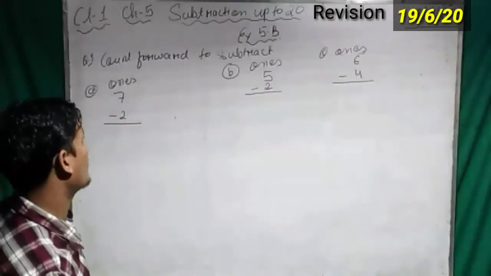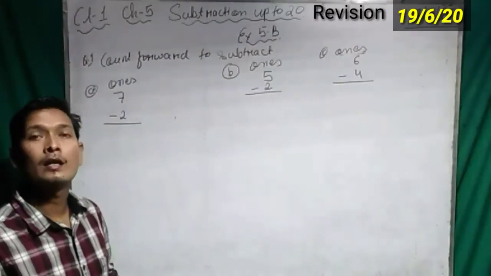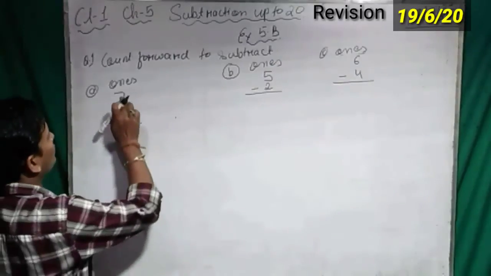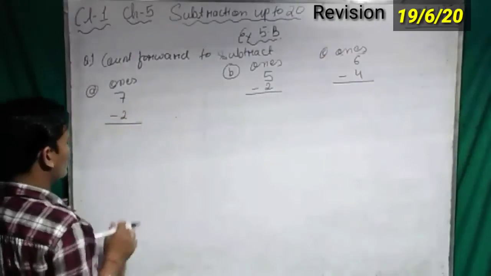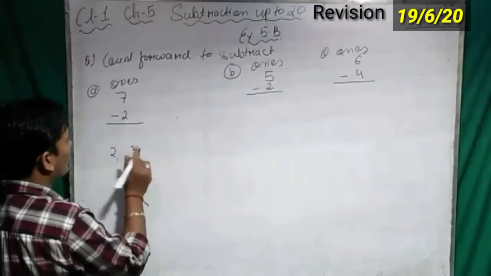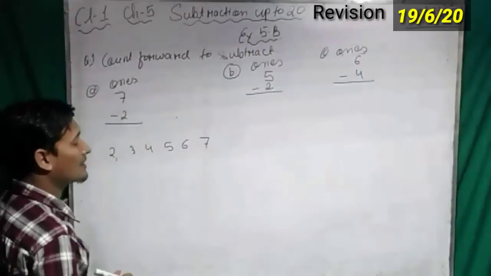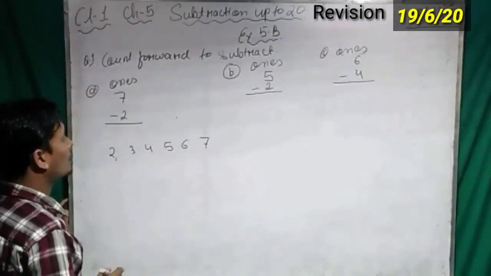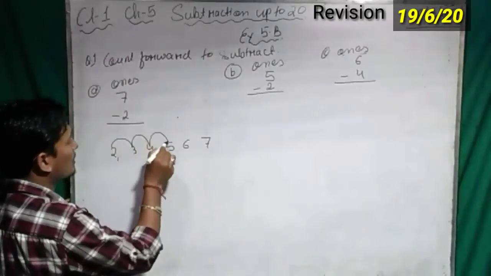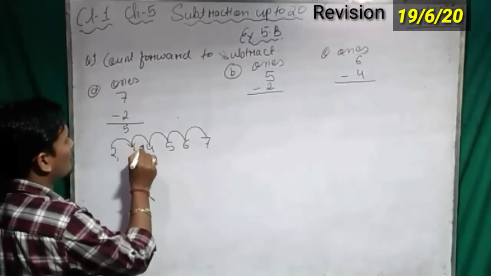Clear? Exercise 5B, question number 1. Count forward to subtract. So just now we learned how to subtract by counting forward. So 7 minus 2. So we will start with the smaller number. So 2, 3, 4, 5, 6 and 7. Because the last number is 7. Now you start jumping to reach 7. So 1, 2, 3, 4, 5.